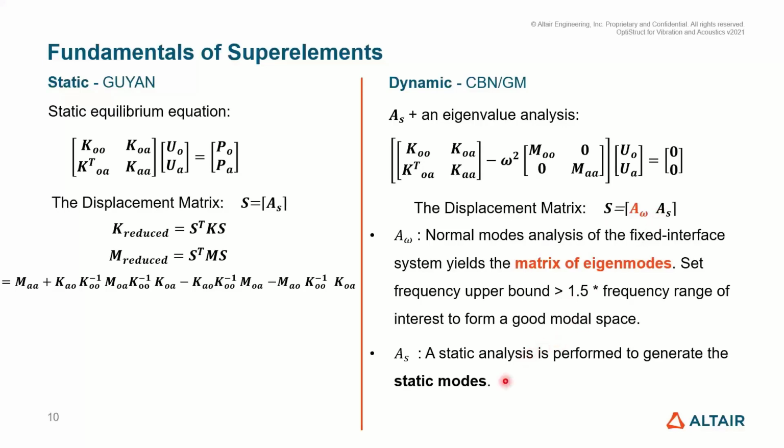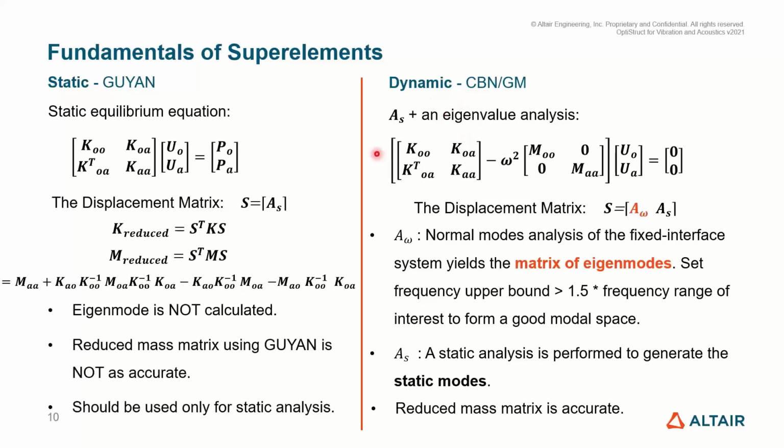Then we can form a good modal space. AS part is static modes. It's the same as the one we get using Gaussian method. So in Gaussian method, only AS, the static part. In dynamic reduction, we have two parts, eigenmodes and static modes. So the reduced mass matrix is accurate using dynamic reduction. On left side, because using Gaussian method, eigenmode is not calculated, the reduced mass matrix is not as accurate. Then it should be used only for static analysis.